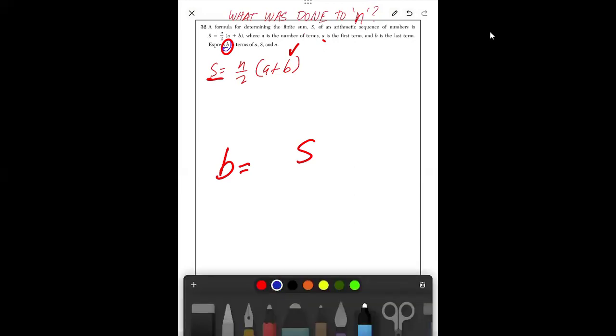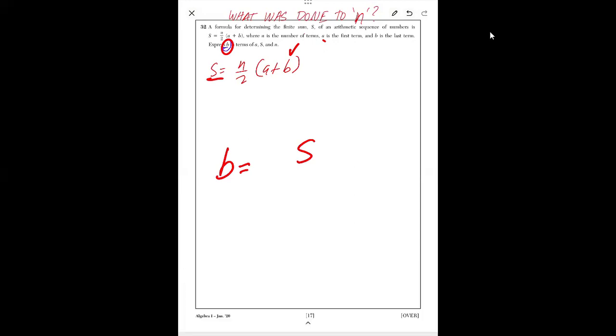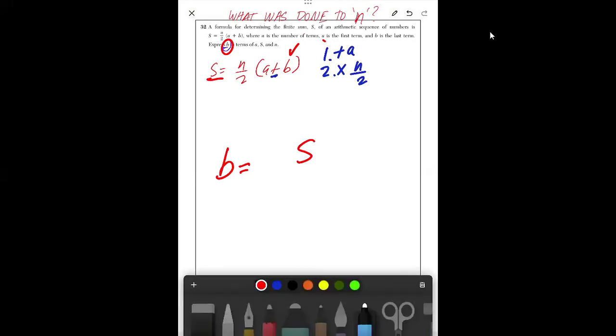We're going to use our order of operations. So what's the first thing that's being done to the B? We're adding A. So what's the second thing that we're doing? Well, we are multiplying by N over 2. And that's it. Those are the only two things we're doing. So now we're just going to do the opposite. What's the opposite of multiplying times N over 2? Dividing by N over 2. What's the opposite of adding A? Subtracting A. And we're going to do this one first. We're going to reverse the order, right?